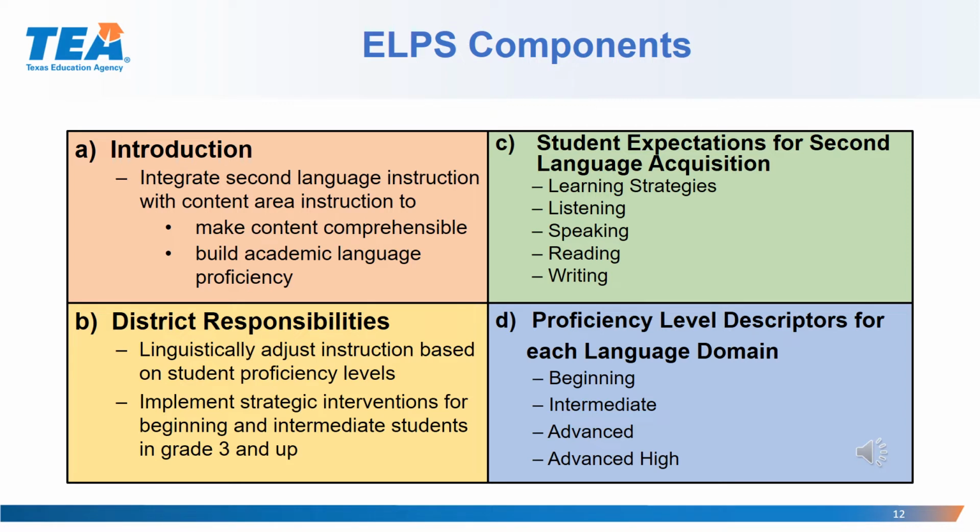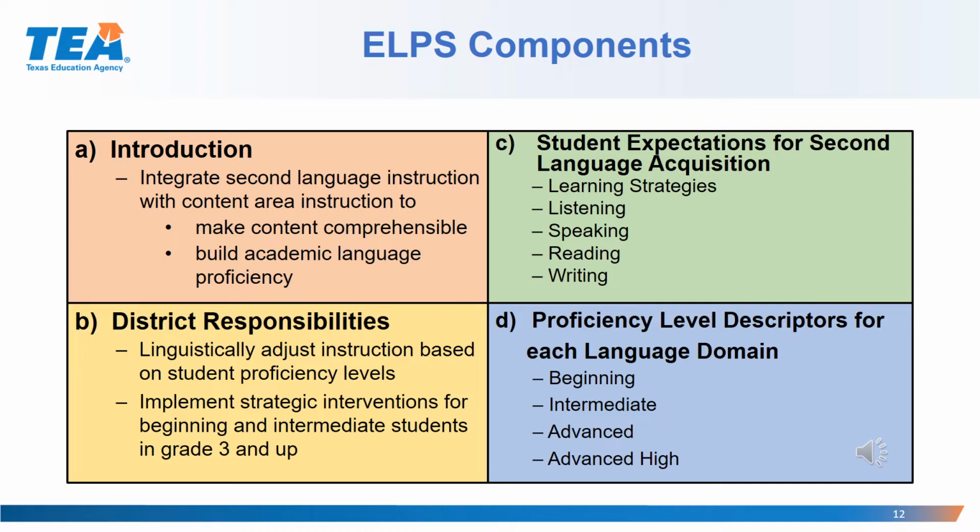Section B, the district's responsibility, sets forth the instructional framework, namely, to know the student's proficiency level and what each level means, to use the information to linguistically adjust content area instruction with the dual goals of helping the student learn, 1, the content area, and 2, English, and to intervene in especially intensive ways to accelerate the second language acquisition of students who are at the beginning or intermediate level in grade 3 and up.